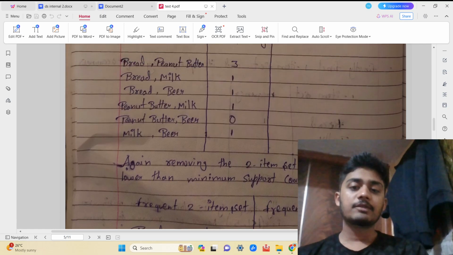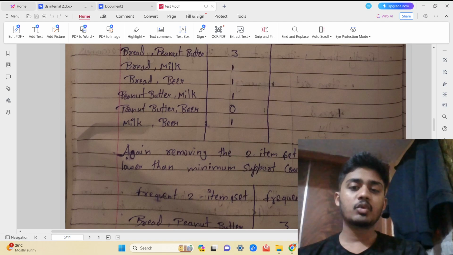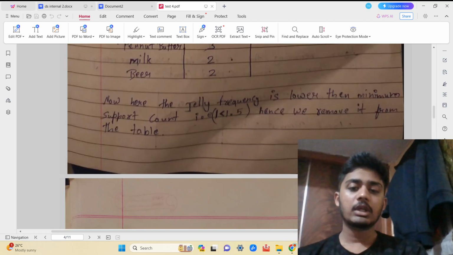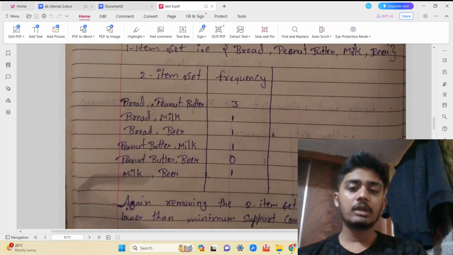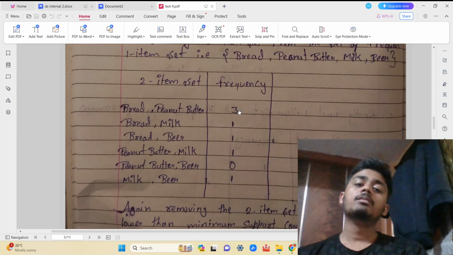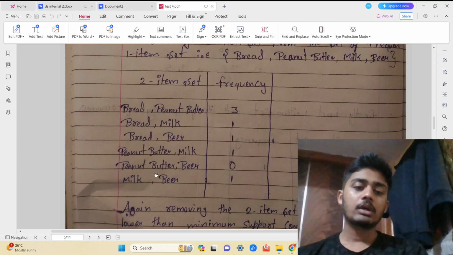So as we know that the minimum support count we have calculated earlier was 1.5, but here we can clearly see that only bread and peanut butter have higher frequency than the minimum support. Every other one has lower than the minimum support, so we will discard every other item and we will only take bread and peanut butter.